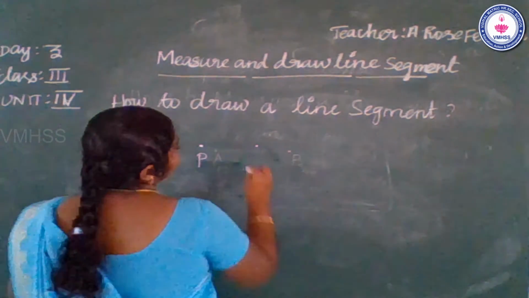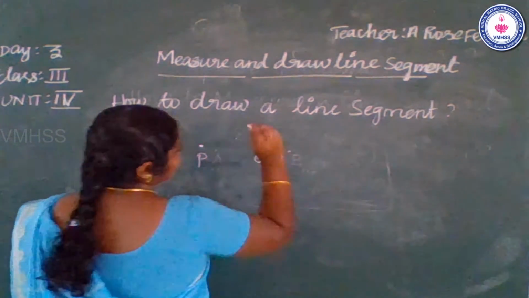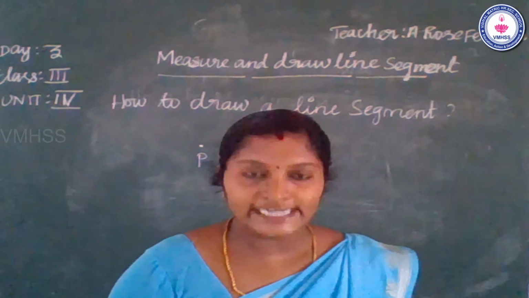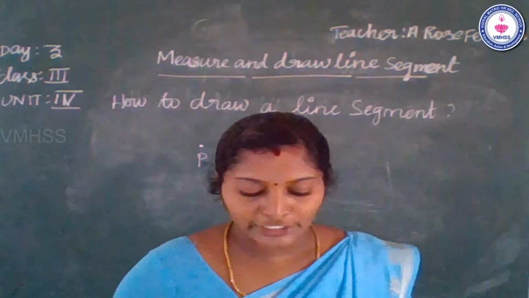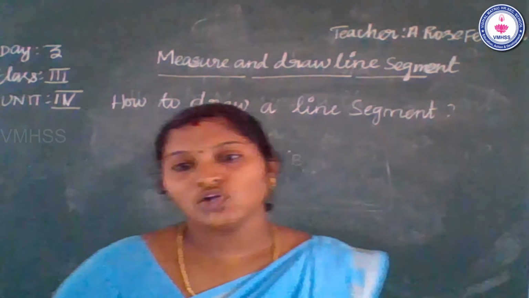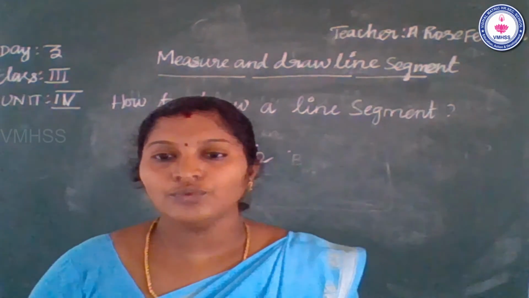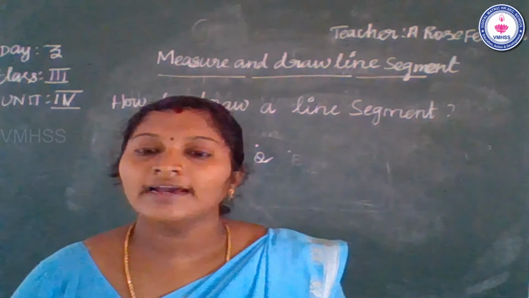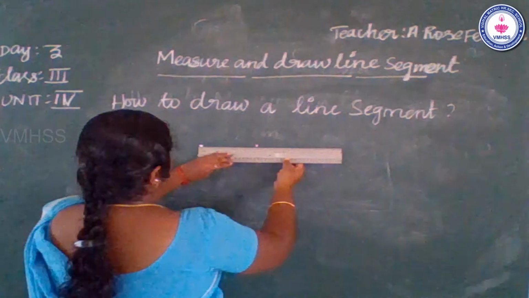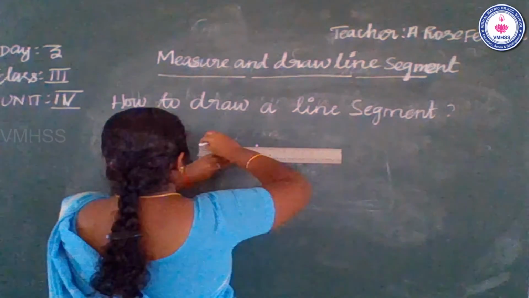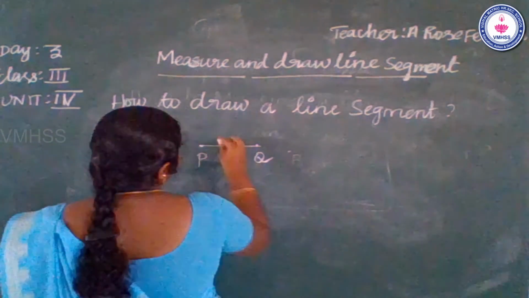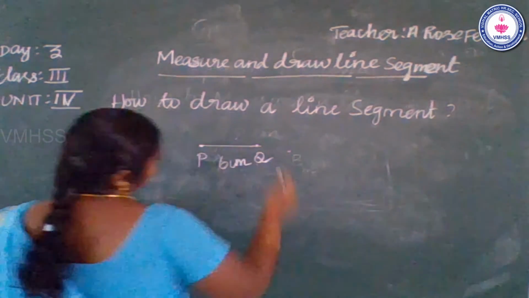So, point Q. So this is Q. So what is the last rule? Join points P and Q with a line and write 6 centimeter below it. Okay. So join the points. So this is 6 centimeter. Okay, this one is 6 centimeter.